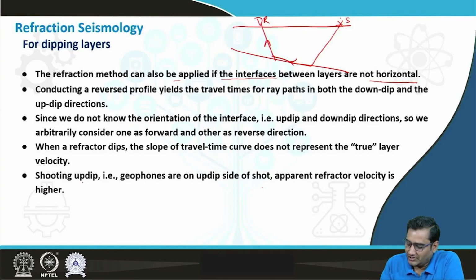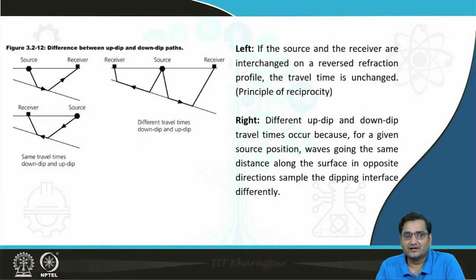So shooting up dip, that means geophones are on the up dip side of the shot, apparent refractor velocity will be higher. That we are going to see in just a while, how these velocities are higher for the up dip directions. So now let's have a look at this diagram.